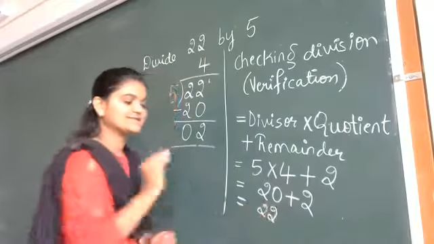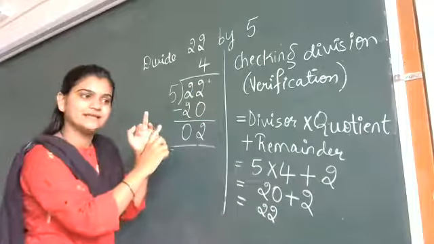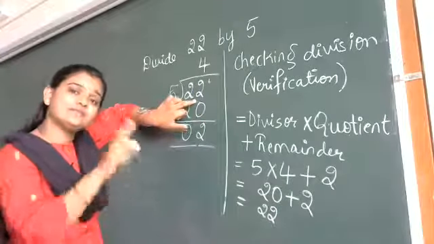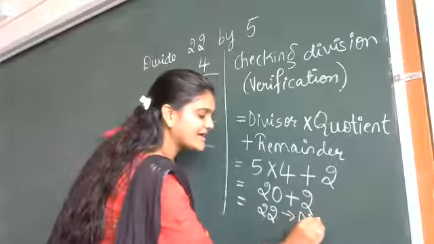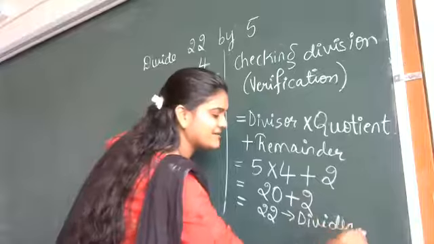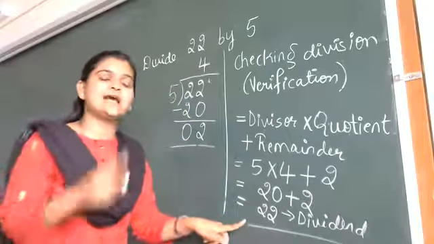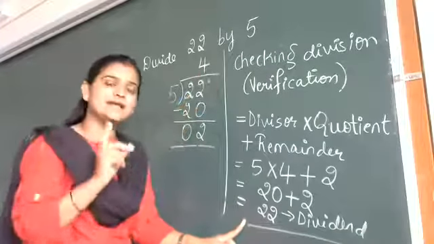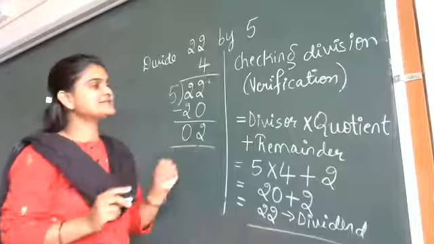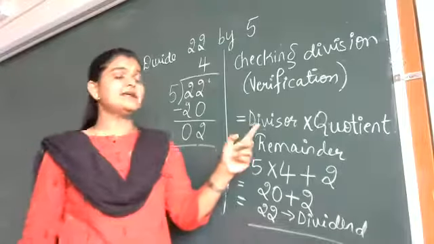22. Yes. This 22 is our dividend. So you should get back your dividend at the last. Then only you can say that your answer is correct. Whatever portion you have got, it is correct. Okay? This is in case of long division method. Is it clear?